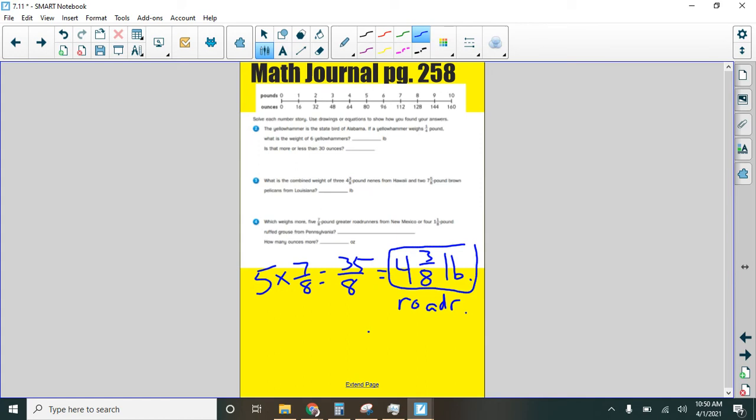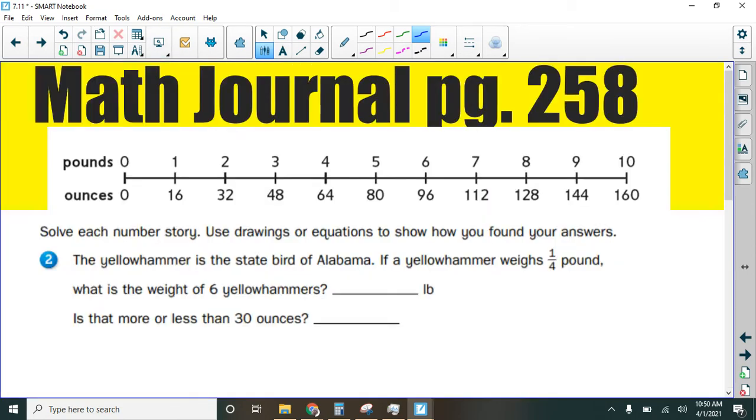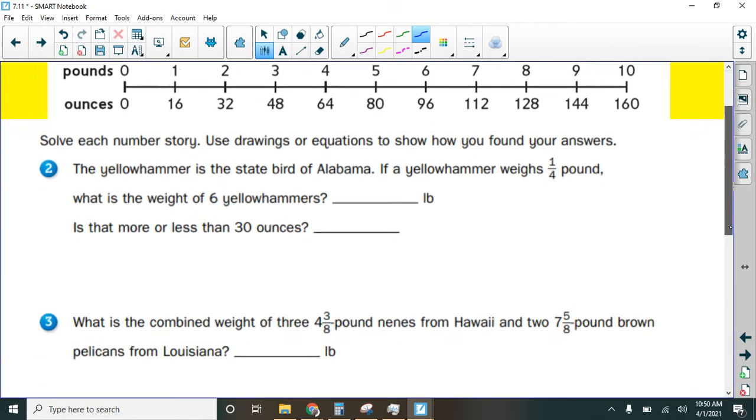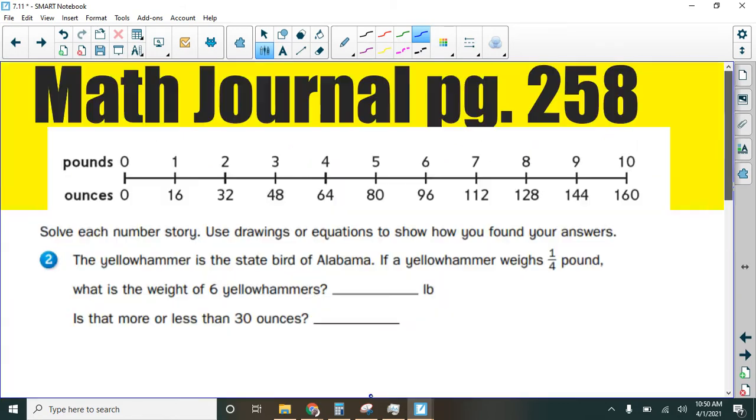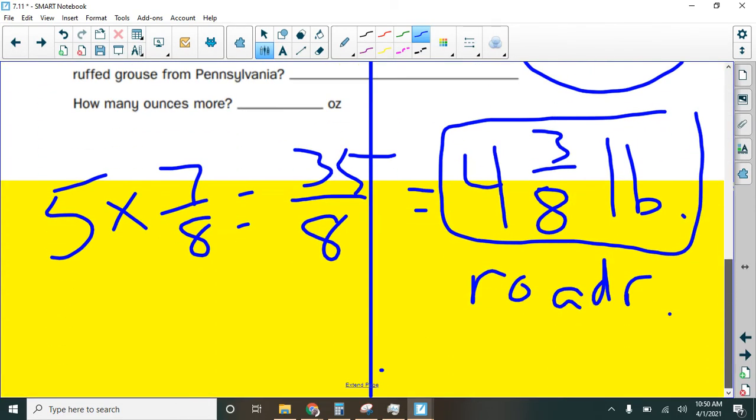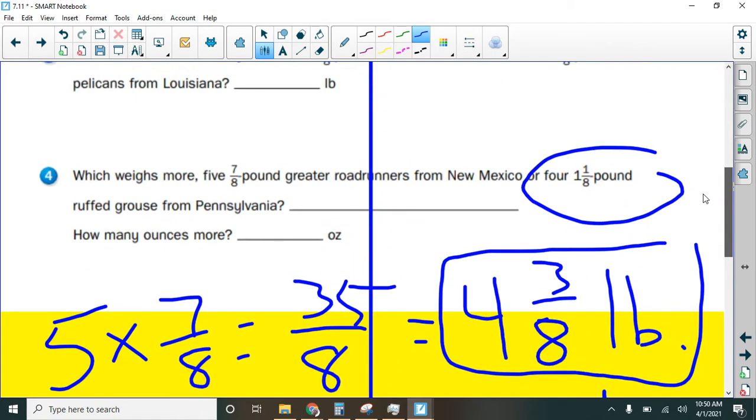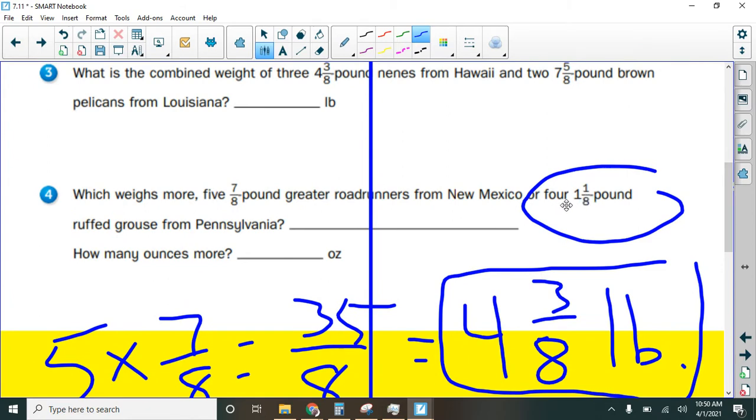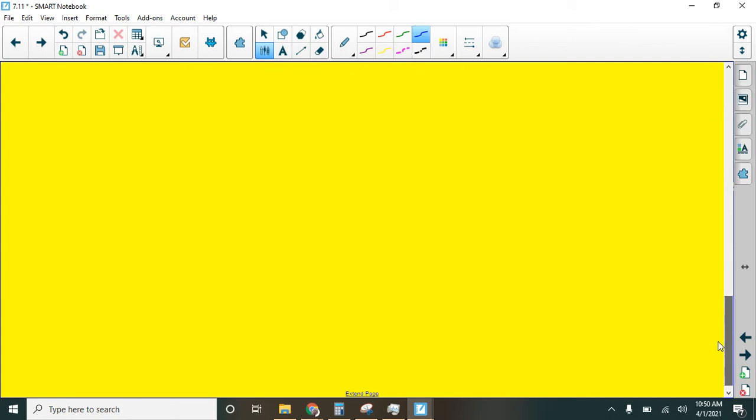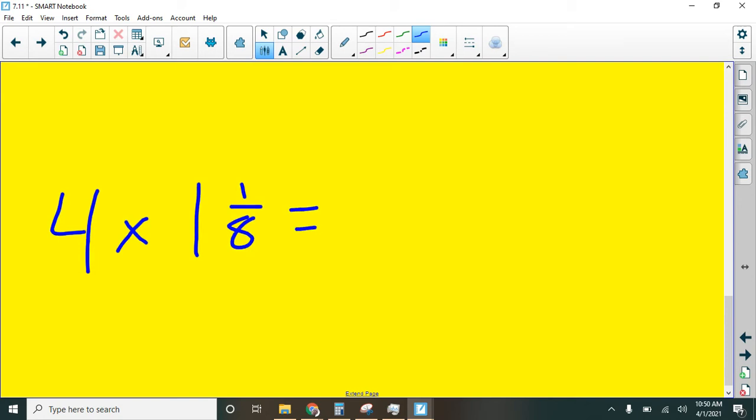Now I need to figure out how much the ruffed grouse weigh. And you know what? Let's make this so that we can see even better. Can I extend that page? Oh, it had me draw a nice line through there. All right, there we go. There's some room to work. So the grouse, there's 4 of them, and they weigh 1 1/8 pound. You can see we've got a lot of our skills that we have been doing recently all rolled up into one here.